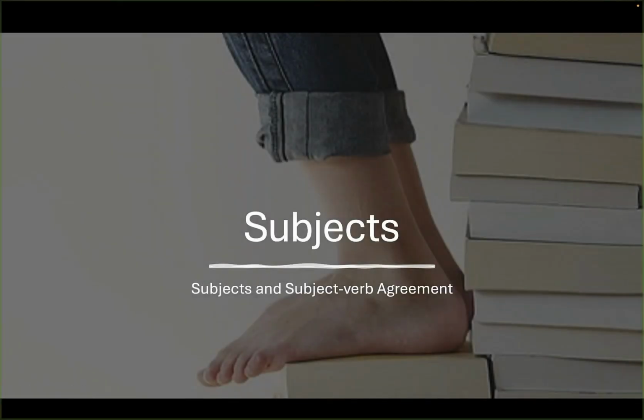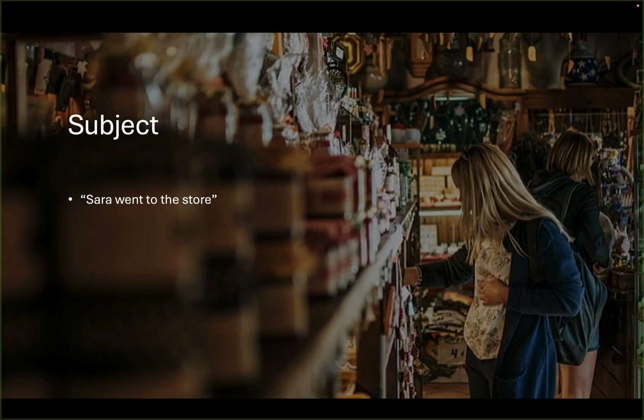In this video, we will talk about subject and subject-verb agreements. So the subject of a sentence can be a person, a place, a thing, or an idea that is performing the action, whatever the action might be, and what is being described in the sentence. It is typically a noun or pronoun.